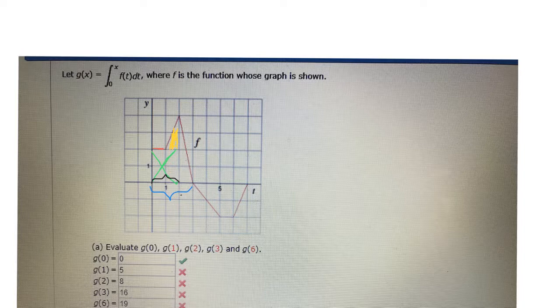So we need to take into account this triangle right here, which I will denote in the red shading, because whatever the area of this red shaded triangle is, we're going to add that on top of the area that we already have, right? Because we already have 5. So the question is, what is the area of this red shaded triangle?